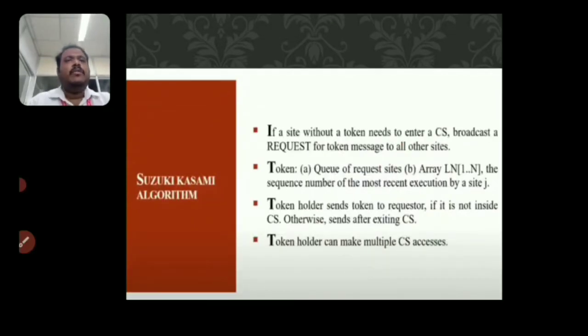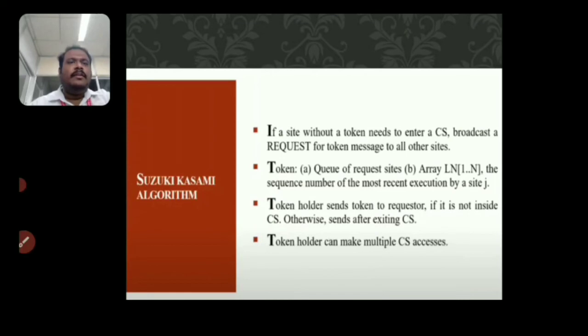Right. So this is the algorithm. If a site wants to enter into the critical section region, that particular site must possess the token. If it doesn't have the token, it must broadcast a request message to all other sites, so that the site which is holding the token will receive the request. After that, it will provide the token back to the requesting site.